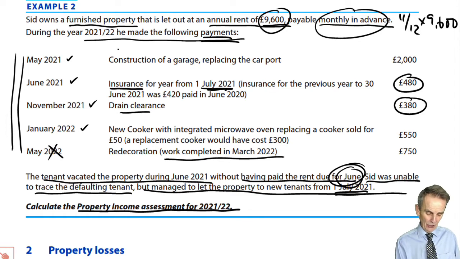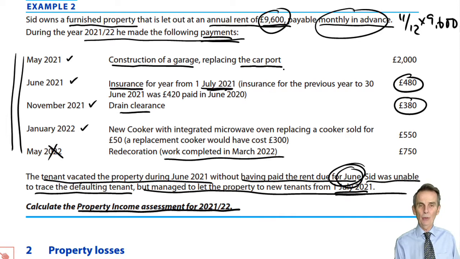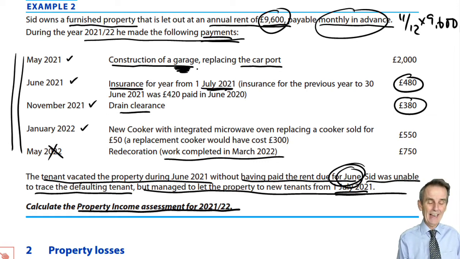Go back to the first one here. Construction of a garage replacing a carport. Now, for those in doubt, a carport is basically just a cover on the side of the house under which you park your car. It's a very cheap item indeed, just to try and keep it dry. That's about it, a carport. A garage, now then, that's a very different deal. So what you've clearly got here is that that garage, as compared to the carport, is an improvement.